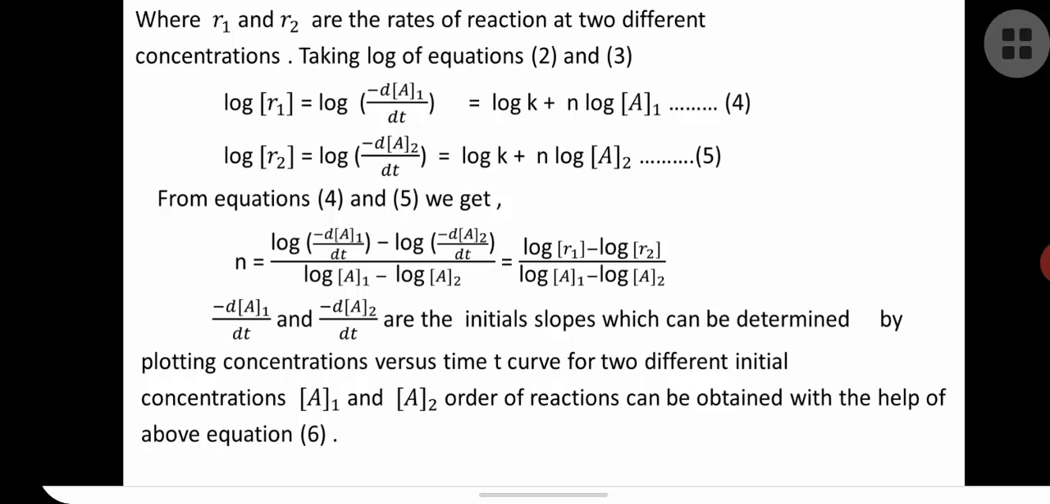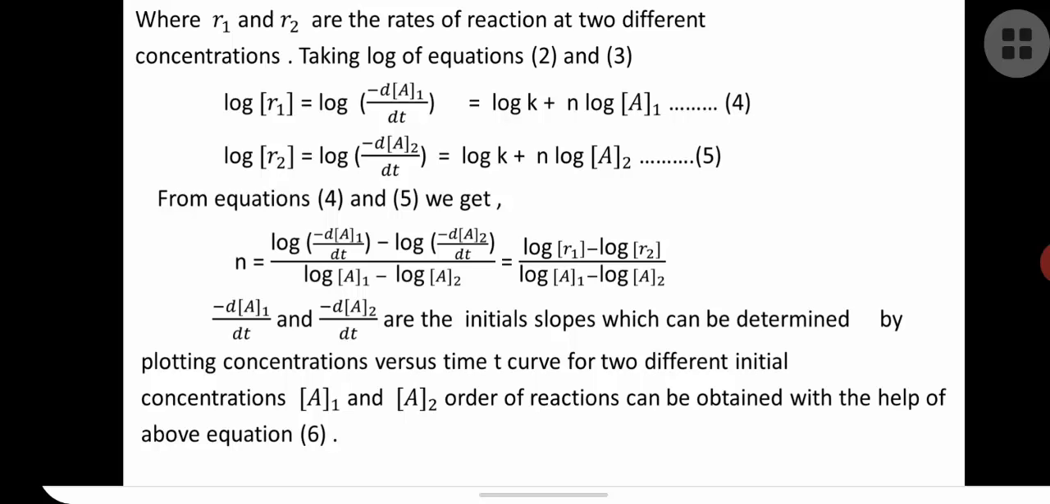Taking the log of equations 2 and 3, that is, equation 2 is R1 is equal to minus d concentration of A1 upon dt is equal to K into concentration of A1 raised to n, and equation 3 is R2 is equal to minus d concentration of A2 upon dt is equal to K into concentration of A2 raised to n.